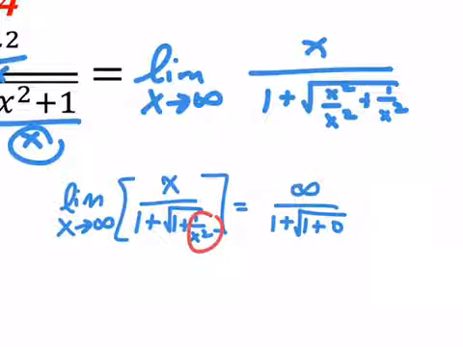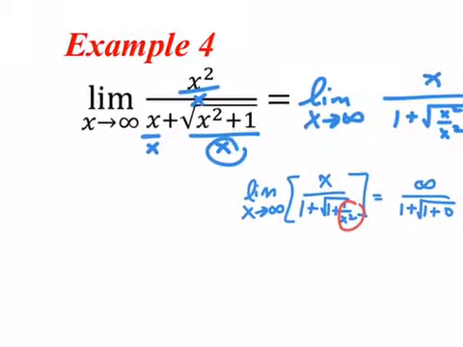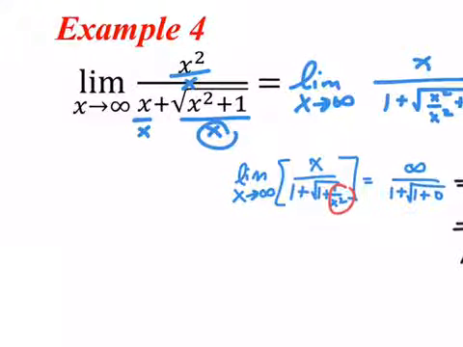So what do I get? Let's analyze this a little bit more. I get infinity over 1 plus 1, which is 2. Of course, when I divide infinity by 2, that's not going to make any difference. Therefore, this limit would equal infinity and therefore does not exist. Okay, another way to do this problem would be the following.